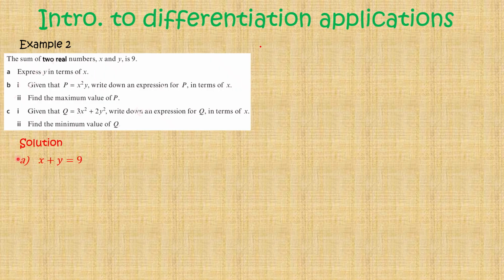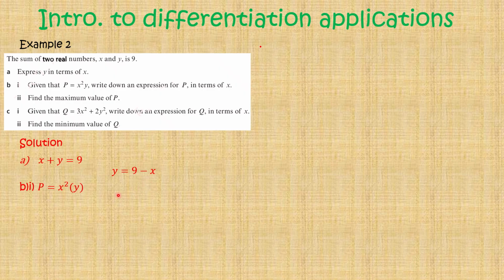The solution. So we know that x plus y, the two real numbers, would give us a 9. So in order to express y in terms of x, we are going to make y the subject of the formula. Then moving the x to the other side of the equal sign, we are going to get y is equal to 9 minus x.